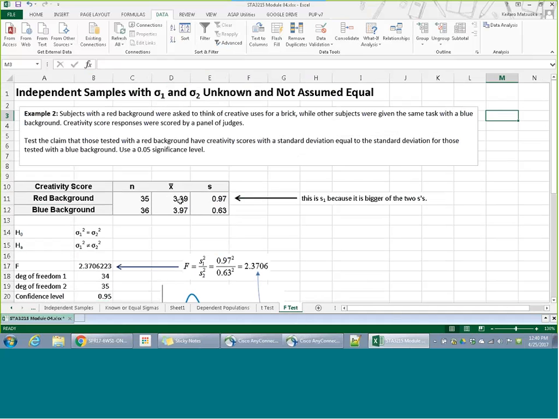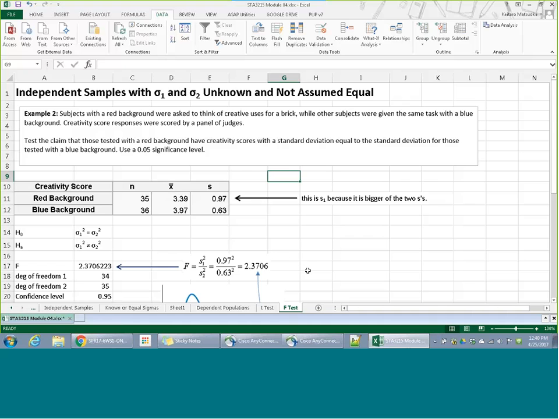So same situation, except that as the previous creativity example. But now we're going to test the claim that those tested with the red background have creativity scores with the standard deviation equal to the standard deviation of those tested with the blue background. Use a 0.01 or 0.05 significance level. So we're going to be looking at standard deviation, not the mean. So if that's the case, you come to this tab, F test.